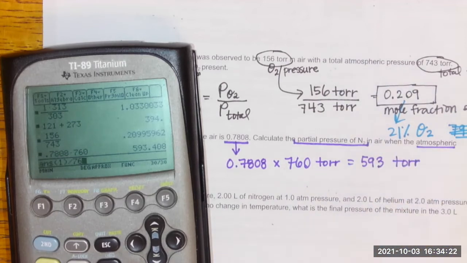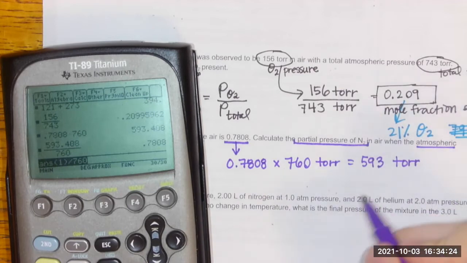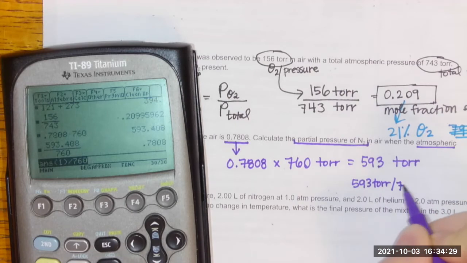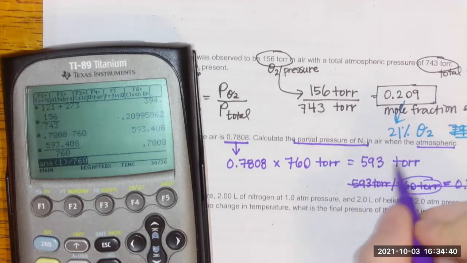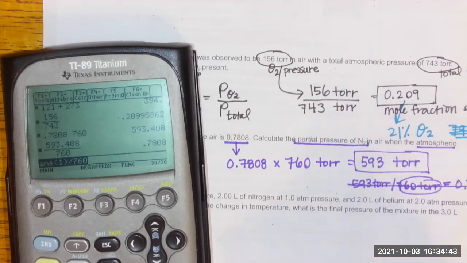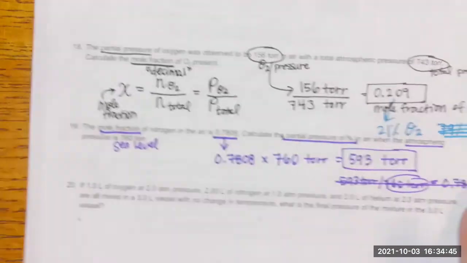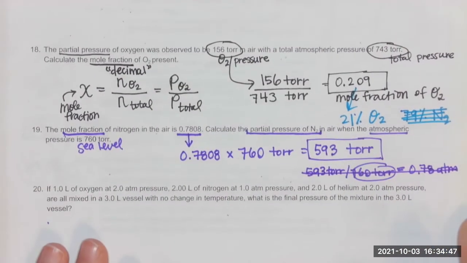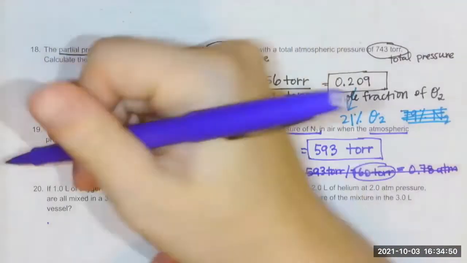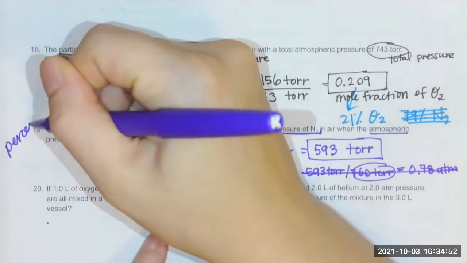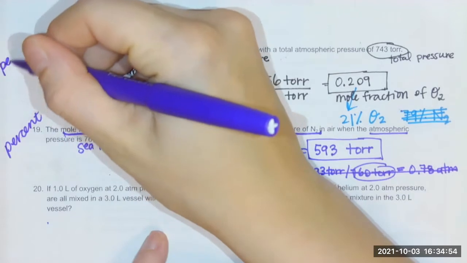And if you wanted, you could convert into atmospheres and say 593 torr out of 760 torr. This is how many torr is in an atmosphere. So we have this many atmospheres. But the problem just wanted you to find the partial pressure. So mole fractions are really, really simple. It's basically just calculating a percent.